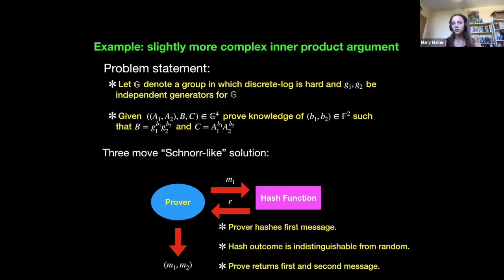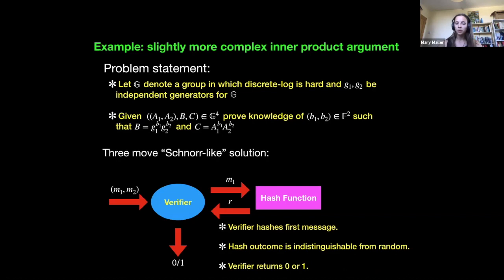So the solution to this is going to be a 3-move solution. It's going to look quite Schnorr-like in nature. So we're going to have a prover. They're going to compute some message. They're going to send their message to a random oracle or a hash function. And in response, the hash function is going to give them some randomness back. Given the first piece of randomness, the prover is going to compute the second message. And then the proof that they're going to output is going to be these 2 messages, M1 and M2.